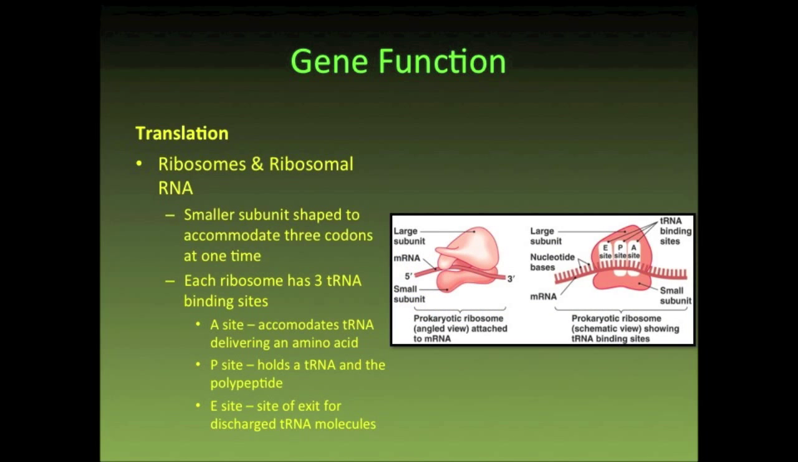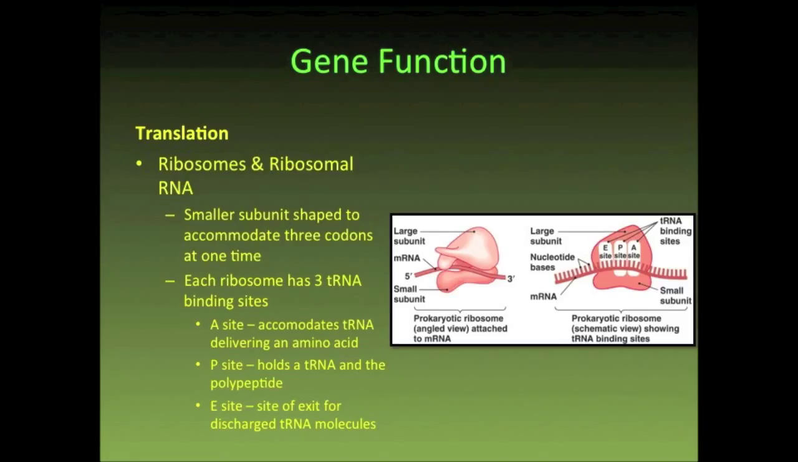The small subunits of ribosomes are built to accommodate 3 codons at the same time. Each of the sites that accommodate a codon is named after the function of the site. Let's look at the sites from left to right on the small subunit seen in the image. The first site seen on the far left of the small subunit is called the E site or exit site. The E site is the location at which discharged tRNA molecules move through to move out of the ribosome.